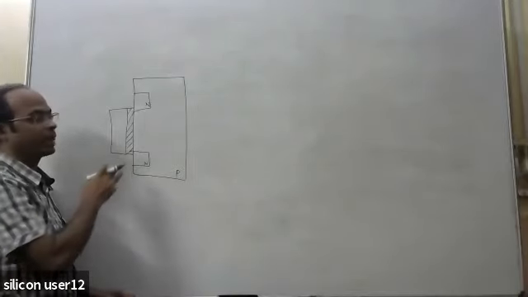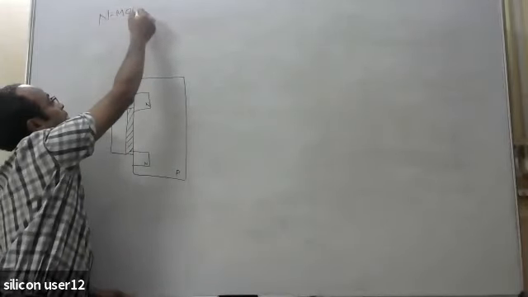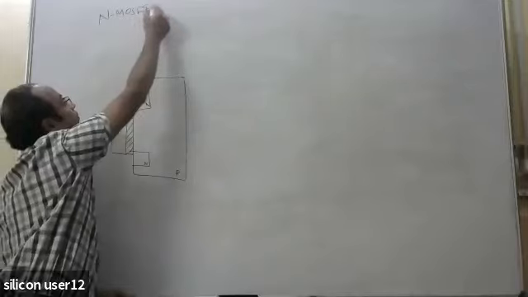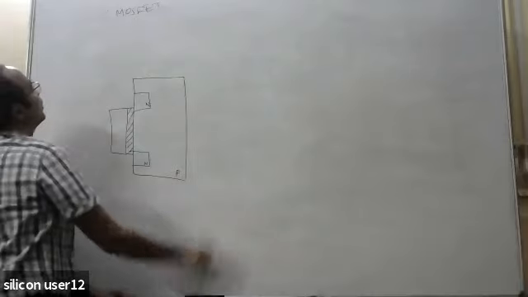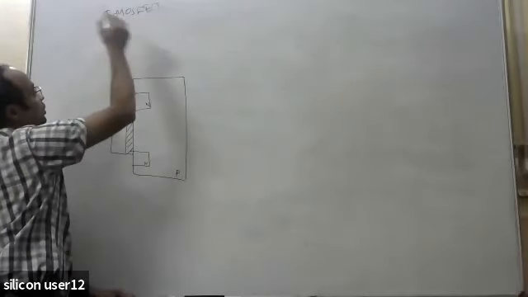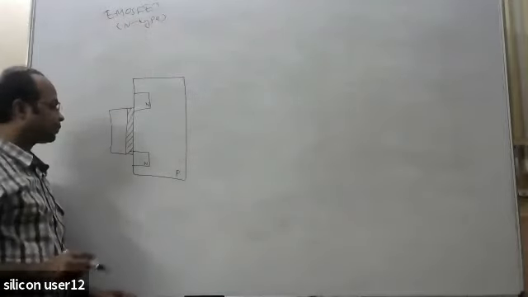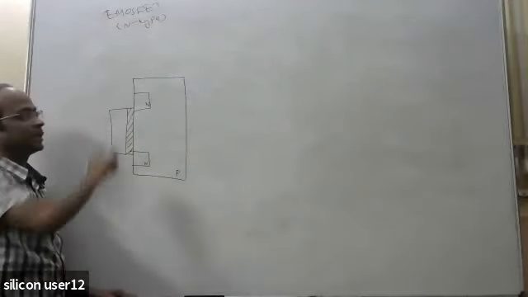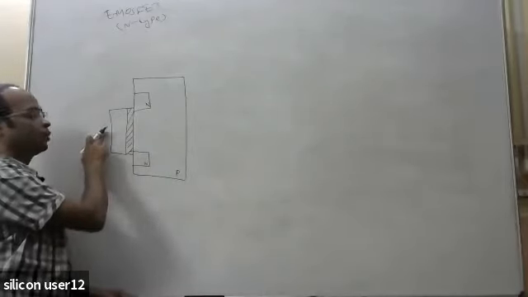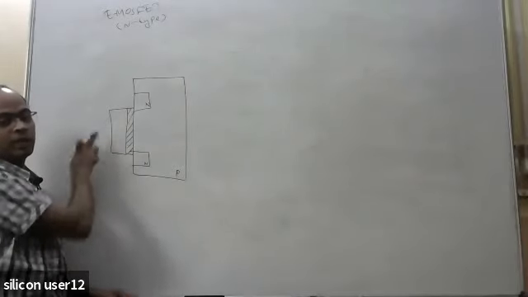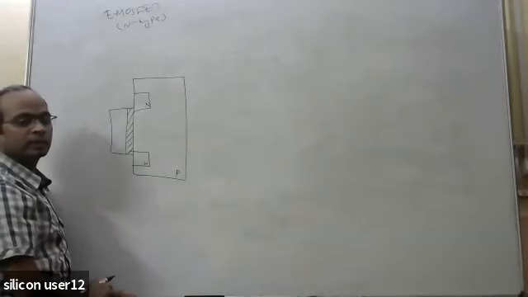In case of an N MOSFET, we are talking about N type, NMOS, enhancement type MOSFET. Initially there is no channel present between them. I have to create a channel between them, so I have to apply a particular gate voltage. Whether I have to apply a positive gate voltage or a negative gate voltage to create the channel?